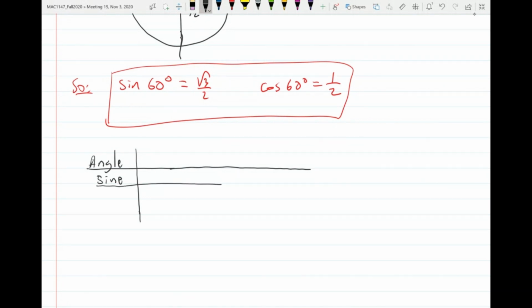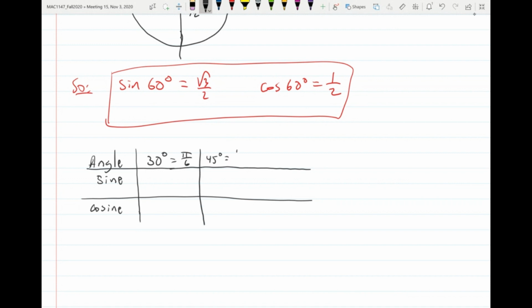So sine, well, there will be fractions, and then cosine. The special angles are 30 degrees, which in radians is pi over 6. Then we have 45 degrees, which in radians is pi over 4. And then we have 60 degrees, which in radians is pi over 3. Last time we saw that the sine of 30 degrees is equal to 1/2, and the cosine of 30 degrees is square root of 3 over 2.